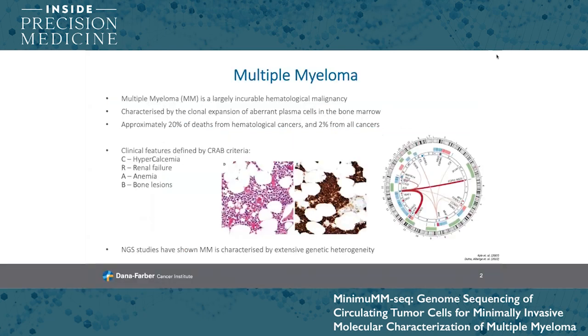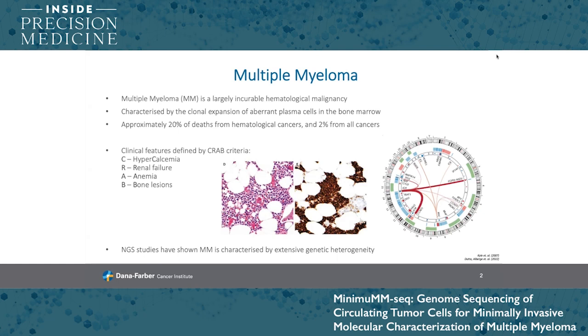So multiple myeloma is a largely incurable hematologic malignancy which is characterized by the clonal expansion of abnormal plasma cells within the bone marrow space. And as you can see from the figure below, CD138 plasma cells crowd out the bone marrow space. Myeloma accounts for approximately 20% of deaths from hematologic cancers and 2% of deaths from all cancers. And overt myeloma is defined by clinical features defined by the CRAB criteria, and this includes hypercalcemia, renal failure, anemia, and bone lesions, due to the accumulation of these abnormal plasma cells.